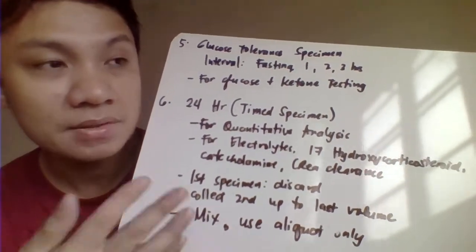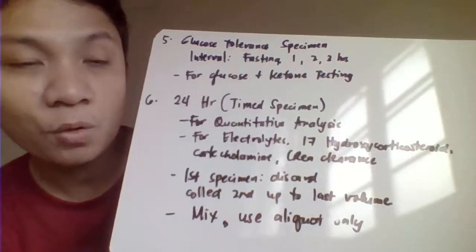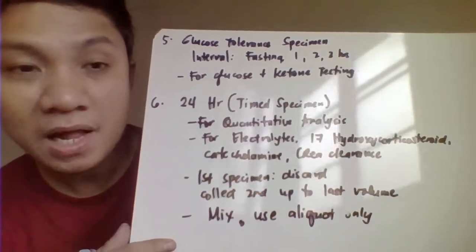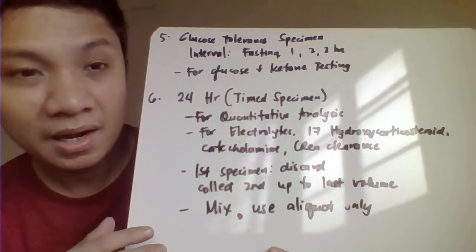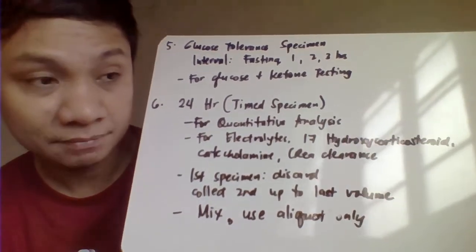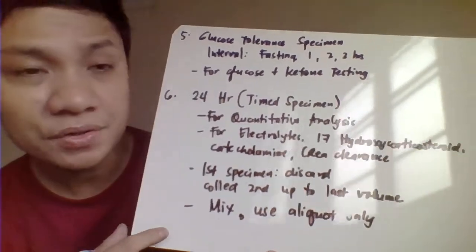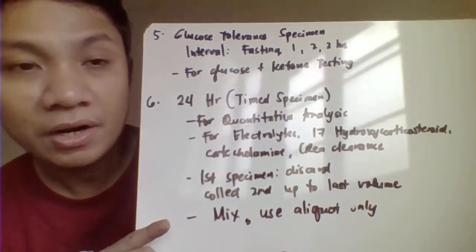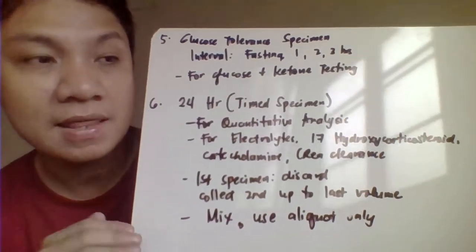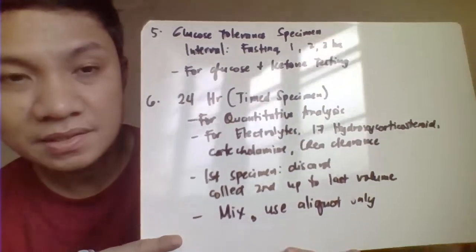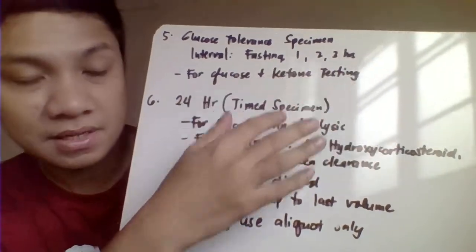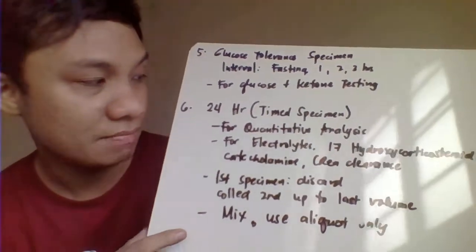And after 2 hours, 3 hours. So that is how many blood samples are collected. This would help you assess whether the patient is diabetic or not. So for your glucose tolerance specimen, you are collecting both the urine and the blood of the patient. This is done primarily for glucose testing plus ketone bodies testing.